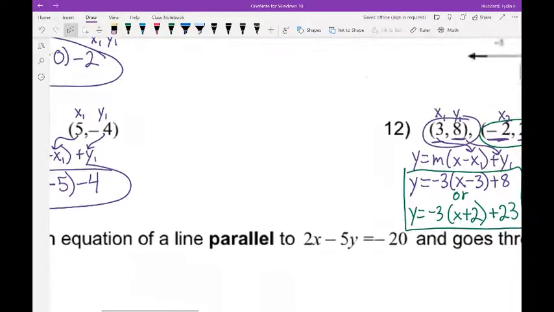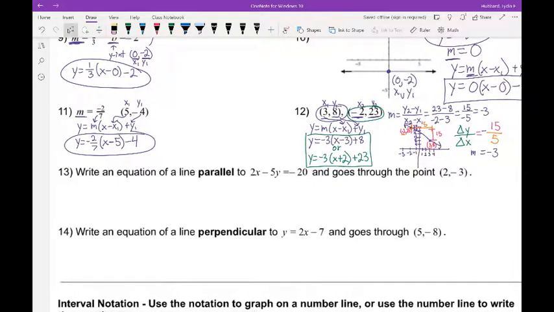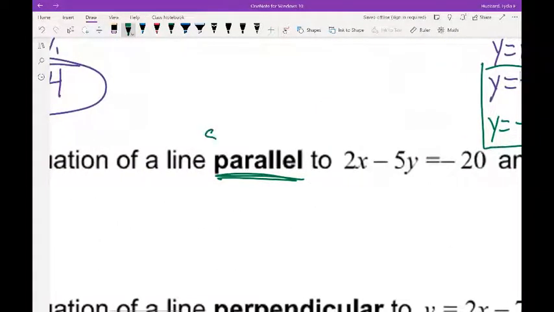Okay, so the next one says write an equation of a line parallel that goes through this point. So in order to find something that's parallel, that means whatever our original equation has, we're going to use the same slope.